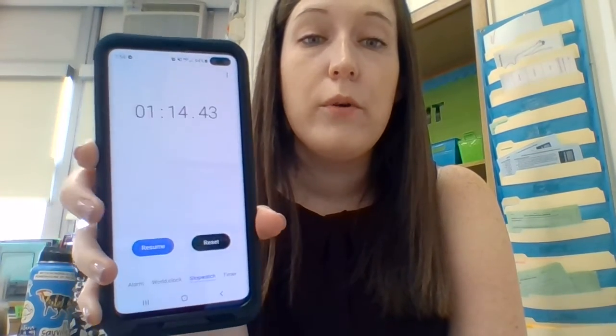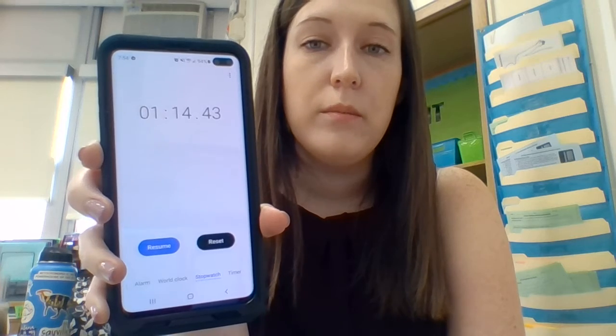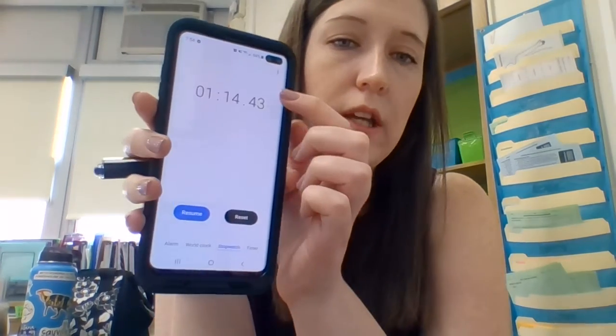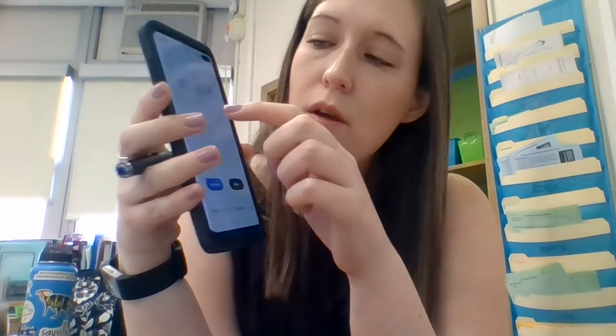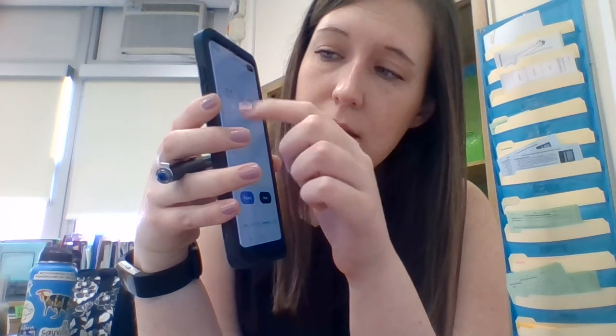So this was 1 minute, 14 seconds, 0.43. And the thing that we have to remember is that our data table specifically asks for the time it took to dissolve in seconds. So we don't want to say 1 minute and 14 seconds. We want to convert all of it to seconds. So we have to think about how many seconds are in a minute, and there are 60 seconds in a minute. So we're going to change the 1 minute to an additional 60 seconds. So we had 14 seconds plus these 60 seconds over there. So that would give us 74.43 seconds.